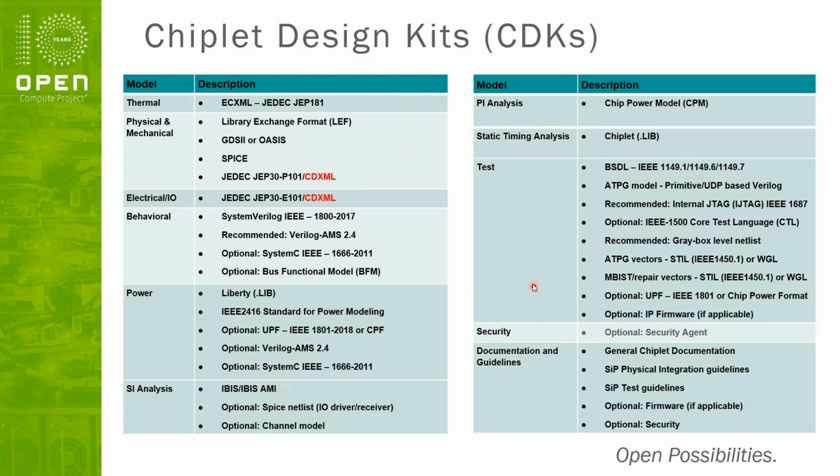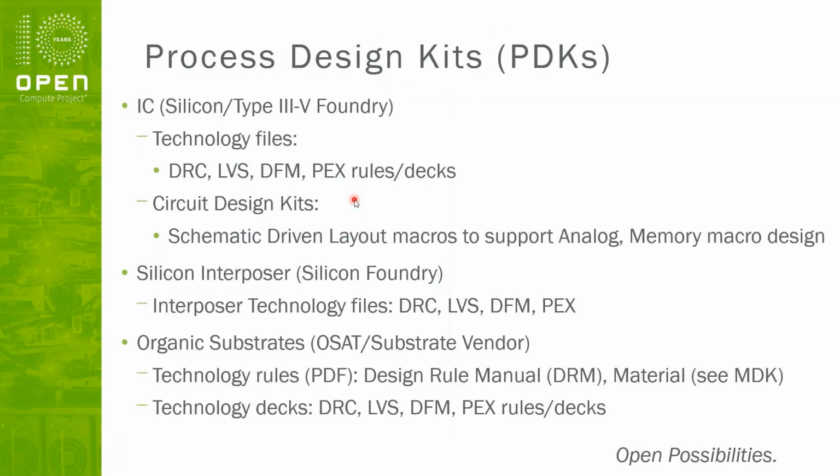And there may be multiple, and they can put comments, they can include documentation, and potentially they can deliver the models through the JEP 30, or that would be done more traditionally like an IP vendor. Once you're under contract, an NDA, you would get access to those more detailed models. Okay, process design kits.